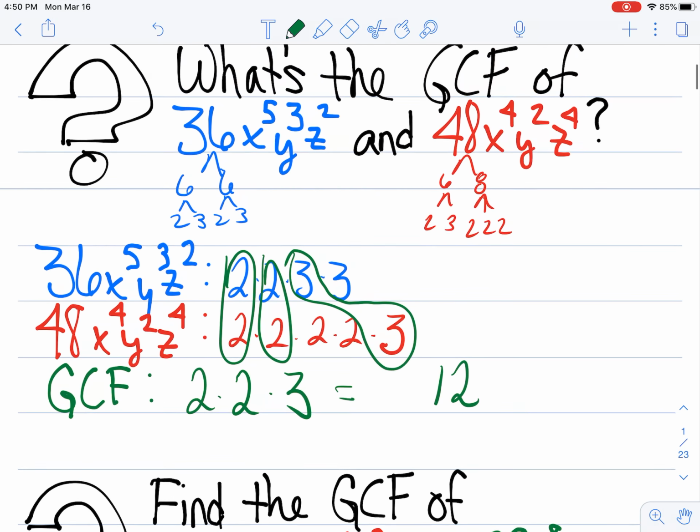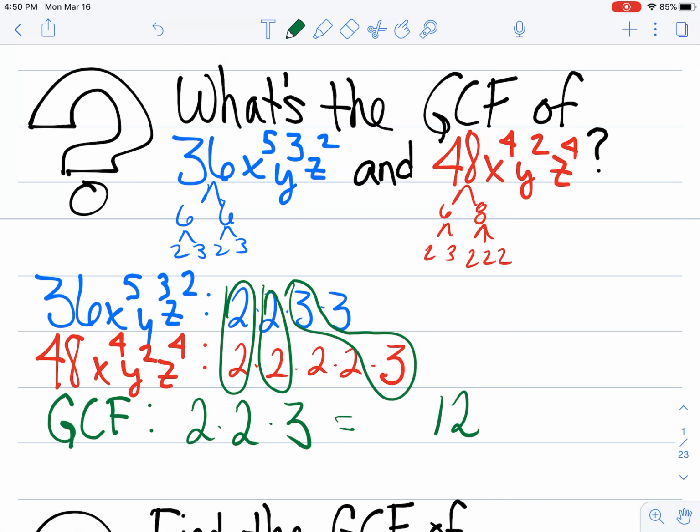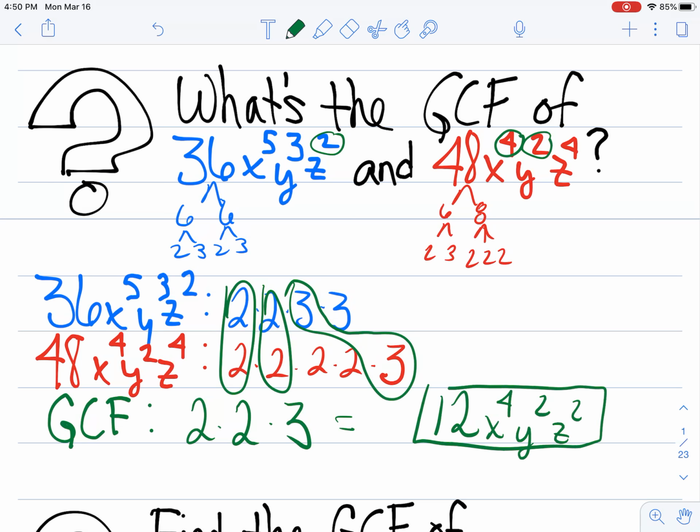All right, so let's go back to our problem here and take a look. On x, we see the smallest power is 4. On y, it is 2, and on z, it is 2. So now real fast, I can finish this GCF. So it's going to be 12 x to the fourth, y squared, z squared. And that is my GCF. Okay?